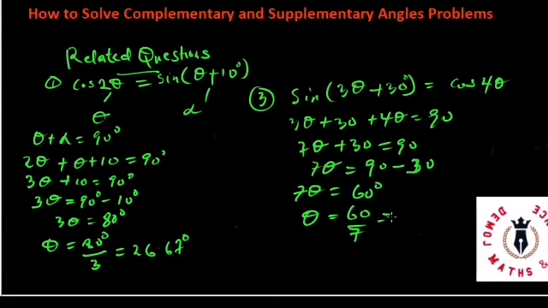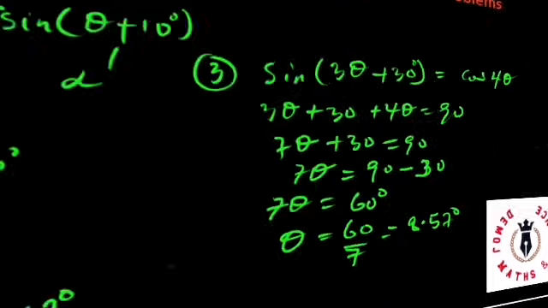60 divided by 7. That's equal to 8.57 degrees. With this, I hope you can identify complementary angles when you see them. Let's get into supplementary angles.